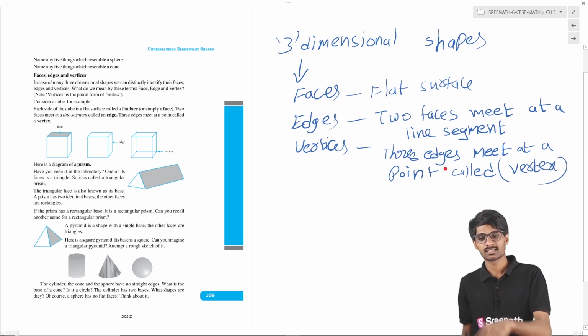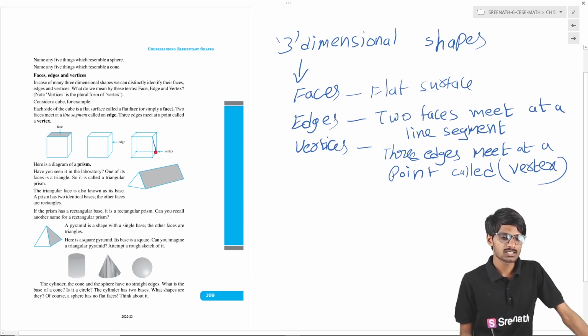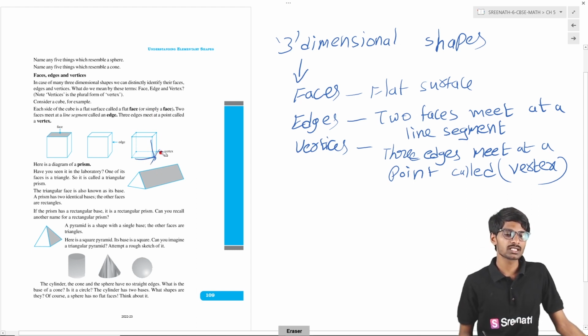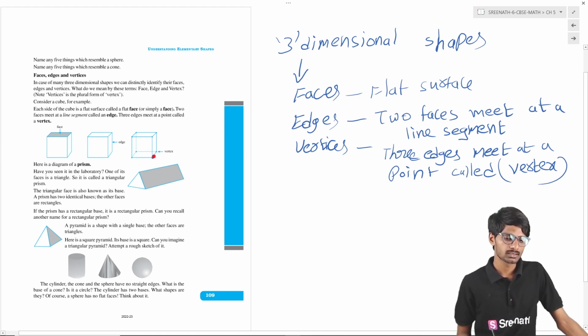So three edges will meet. This is one edge. Oh, wait, students. This is one edge. This is another edge. This is another edge. So these three edges will meet at this point. We call that point a vertex.